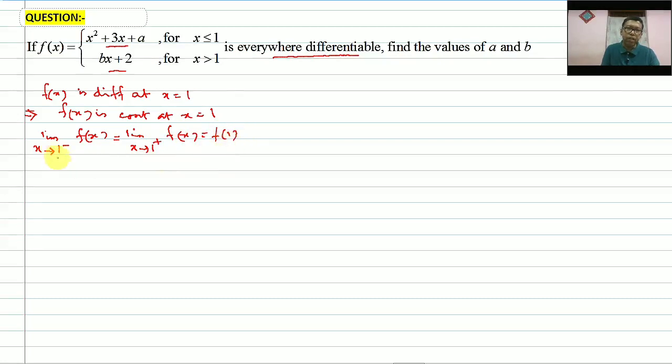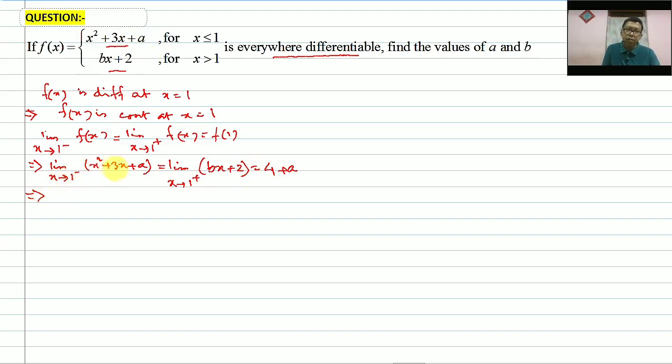So what is limit x tends to 1 minus of f of x? Obviously you will find it as the limit x tends to 1 minus of the function for x less than 1, that means x square plus 3x plus a, and this is equal to limit x tends to 1 positive of the function for x more than 1, that is bx plus 2, and that is equal to f of 1. That means the value of the function f of x at the point x is equal to 1. So 1 square plus 3 into 1 plus a, that is 4 plus a.